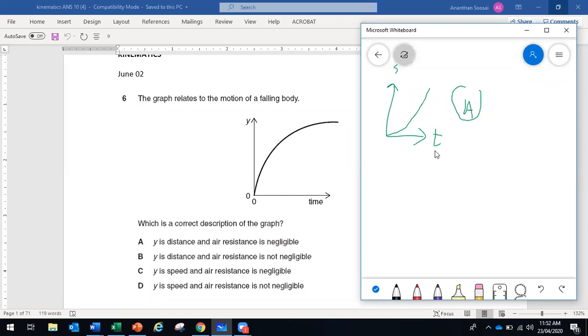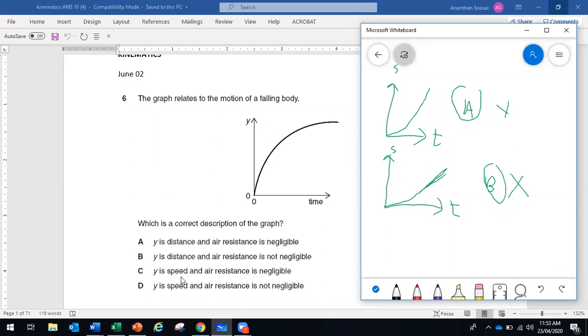And for the B graph, they say air resistance is non-negligible. How is the graph going to look like? It's going to be curved, but towards the end going to be a straight line. So B also is not the answer.